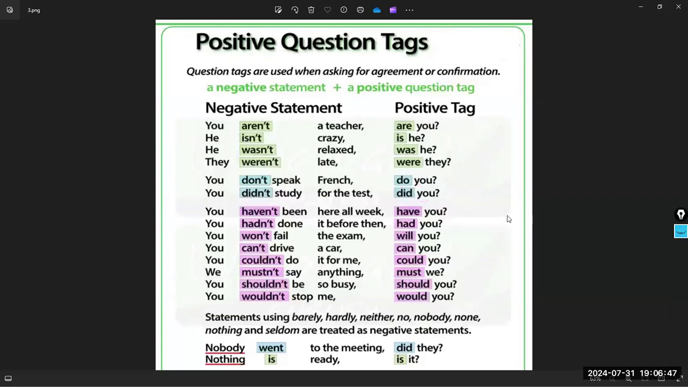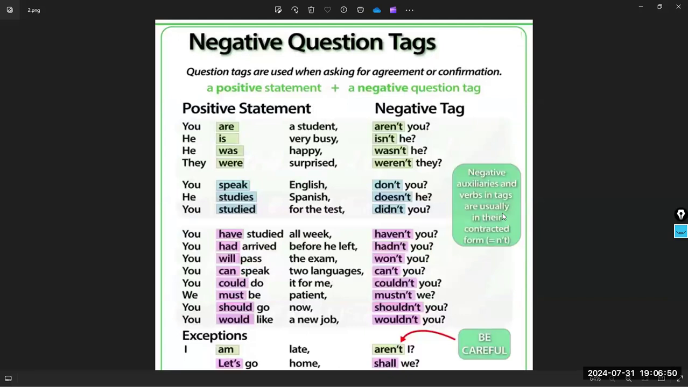Okay, now listen to the final rule. The final rule is the most important rule in the question tags, and 80% of the students commit this horrible mistake. Let's take a look at this example. Notice that you have studied all week, haven't you? Listen to me carefully. If you want to use the verb to have, like have, has, had, this is the verb to have. Now, if the verb to have is auxiliary, not the main verb, notice that I have another verb with have, has, had. Notice that I have studied, another verb. Studied is the main verb. Because we have the main verb, the have, has, had is auxiliary, not the main verb.